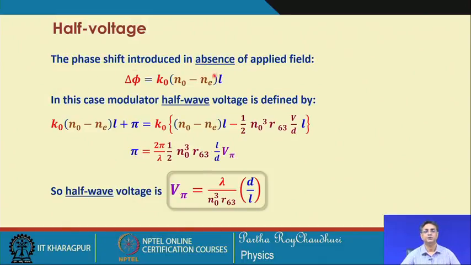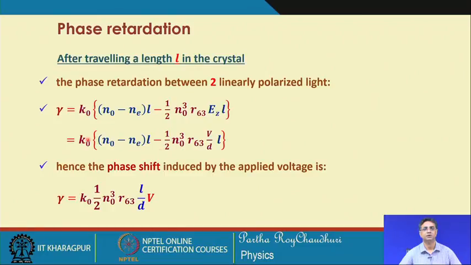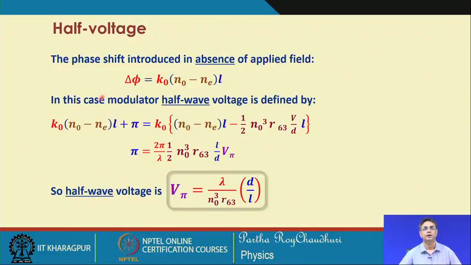Therefore, the phase shift induced in the absence of the applied voltage is this quantity, which is the fixed phase. I have already discussed this. It does not play any role in the modulation; it is only a constant phase that stays. Now, the modulator half voltage in this case will be defined as the sum of these two, pi and this, but anyway this is not playing a role. So, switching should be done only because of this voltage. So, you can write that pi equals this.